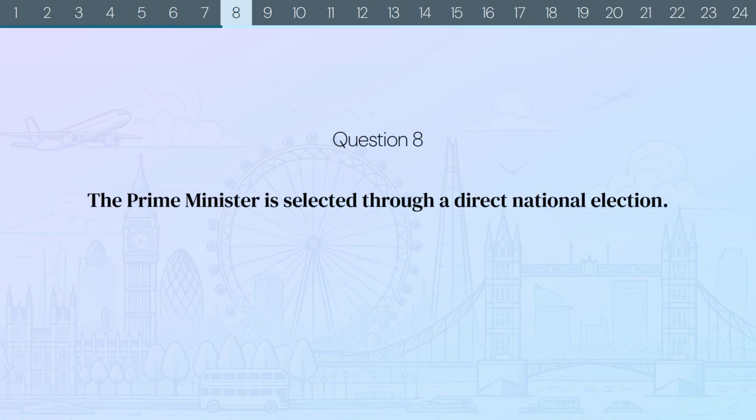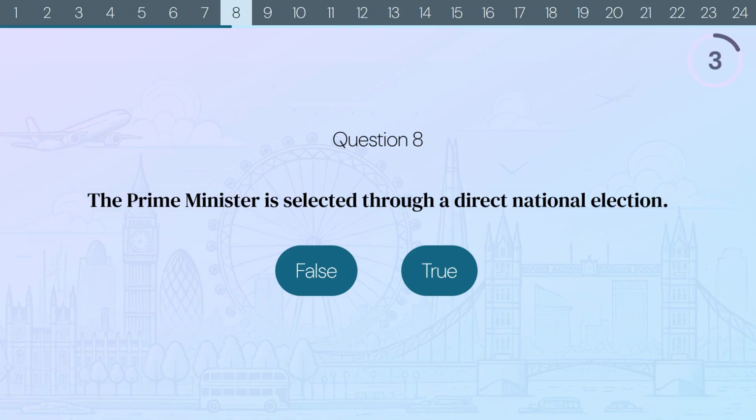Question 8. The Prime Minister is selected through a direct national election. False or true? The correct answer is false.